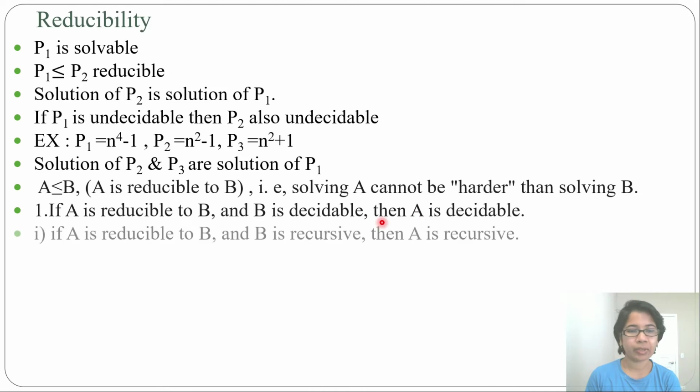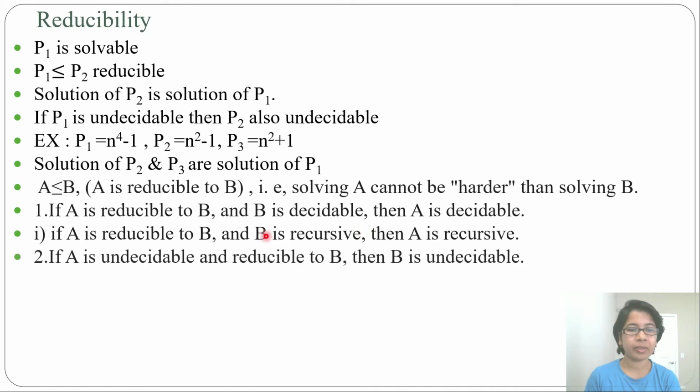From this rule you can derive that if A is reducible to B and B is recursive, then A is also recursive, as decidable means recursive. So if B is decidable, then A is decidable, or you can say if B is recursive, then A is recursive. Then the second rule: if A is undecidable and reduced to B, then B is undecidable. This means if A is undecidable, then B is also undecidable.